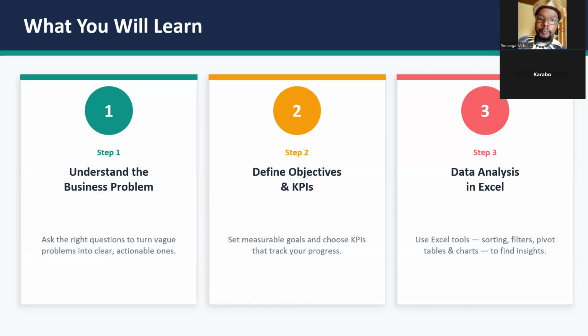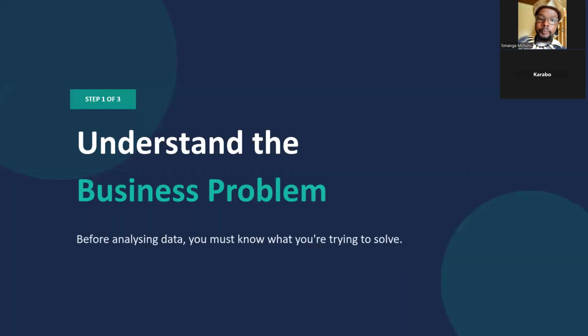And then you define the objective and KPIs. Set measurable goals and choose the KPIs. What do you want to achieve, and what are you gonna work on. And then this one is for using your Excel, like the one that you were saying: sorting, filter, pivot table, chart, and to find the insights.